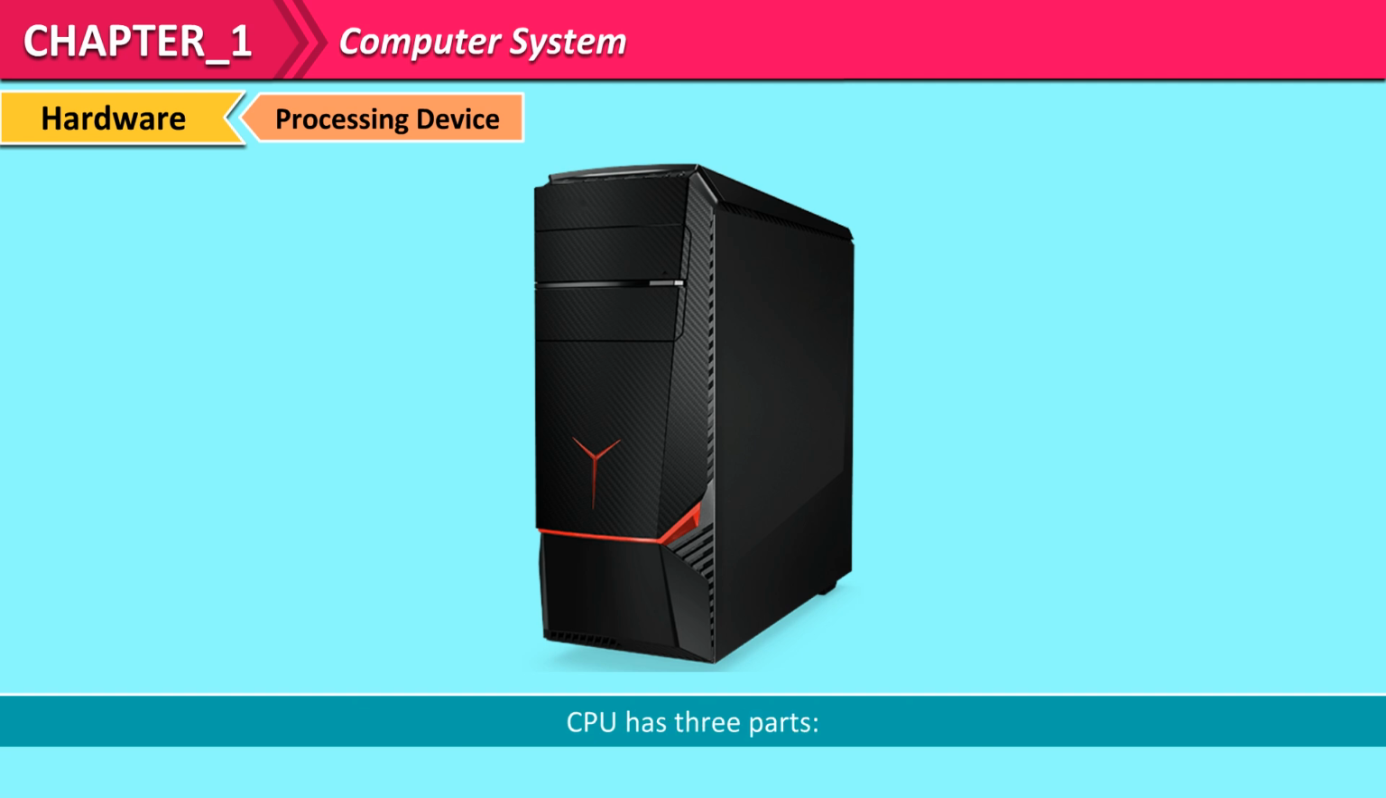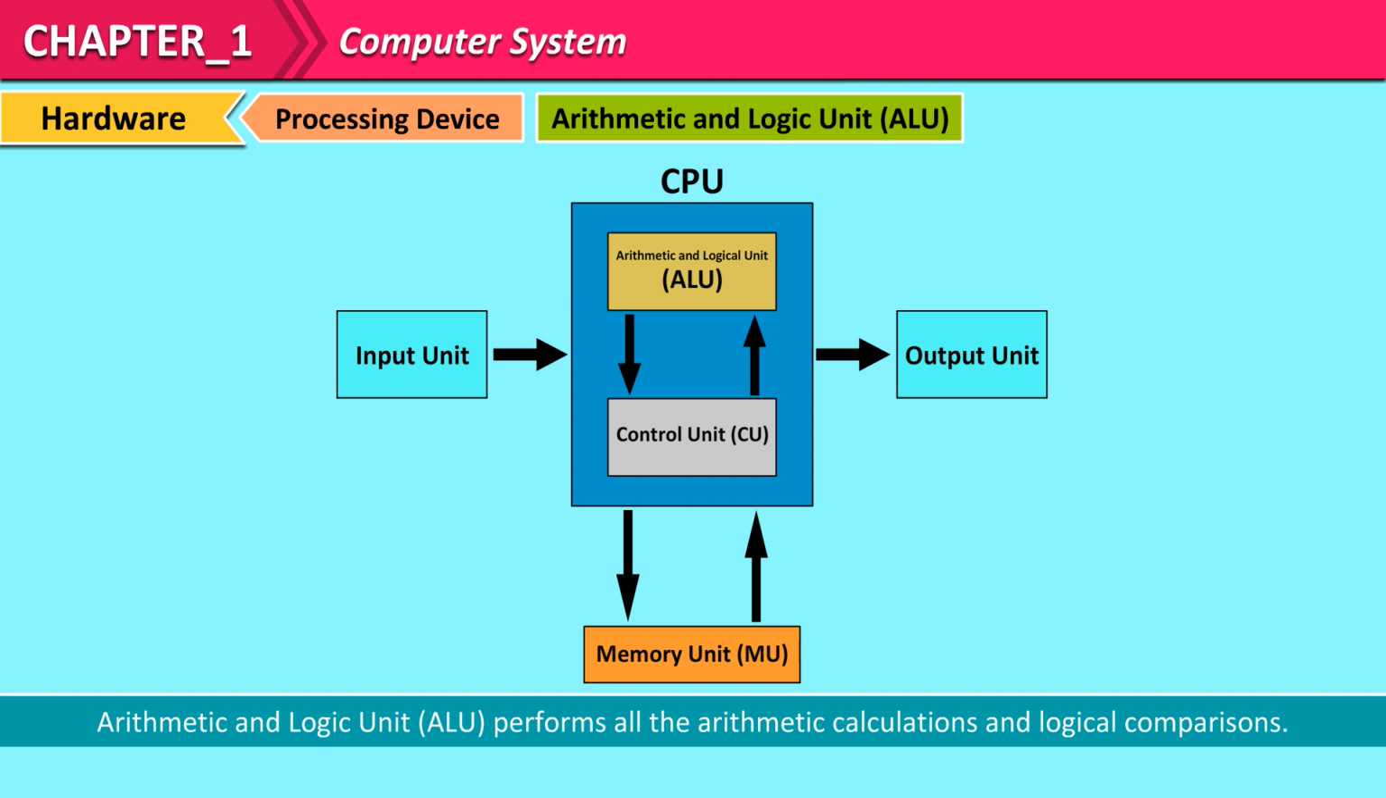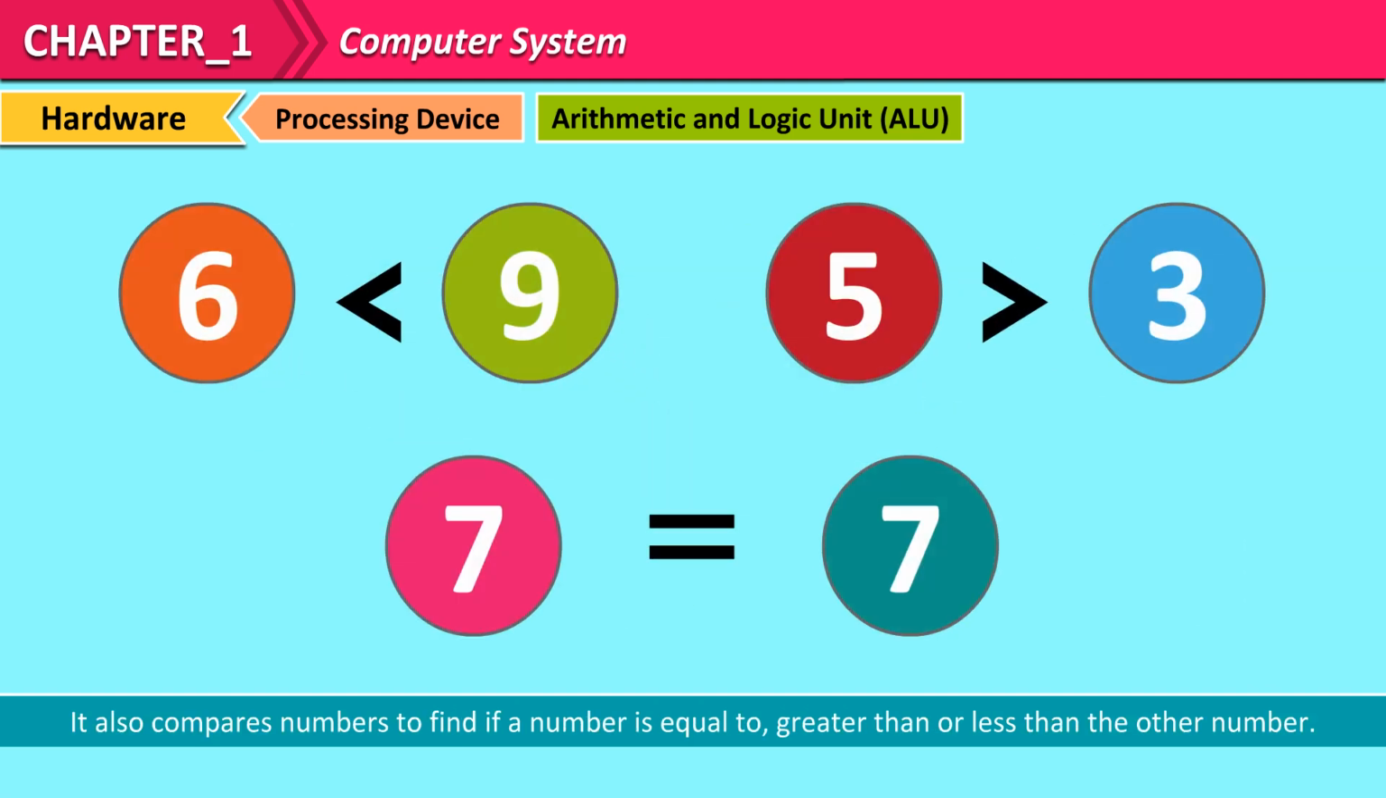CPU has three parts: Arithmetic and Logic Unit, ALU. Arithmetic and Logic Unit, ALU, performs all the arithmetic calculations and logical comparisons. It adds, subtracts, multiplies, and divides numbers. It also compares numbers to find if a number is equal to, greater than, or less than the other number.